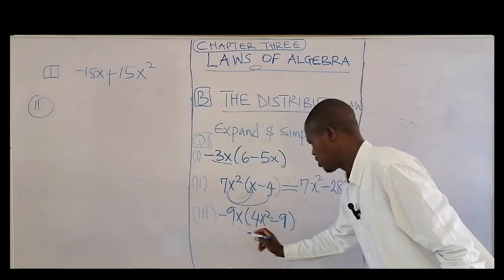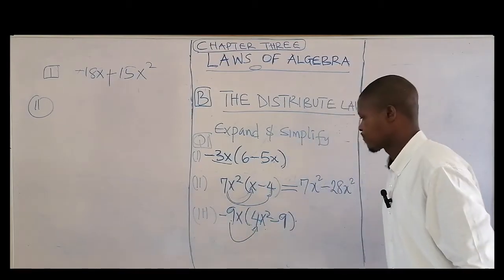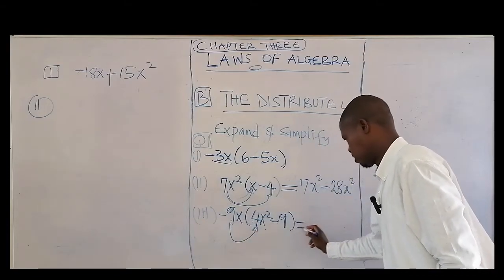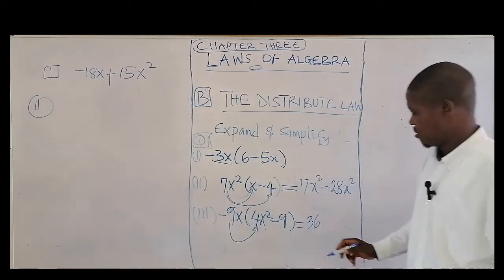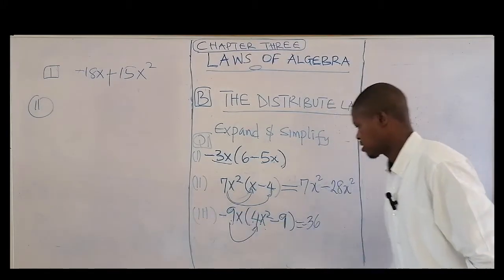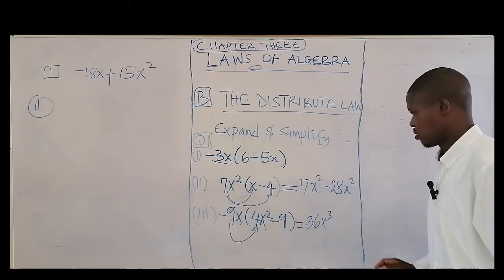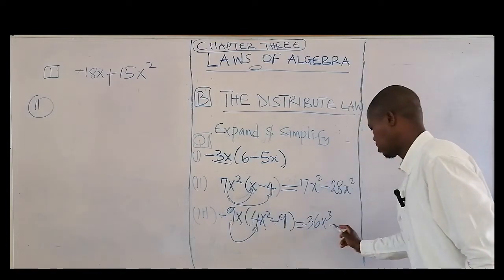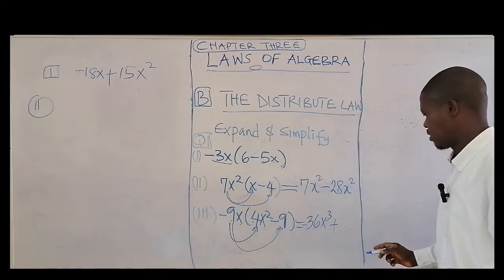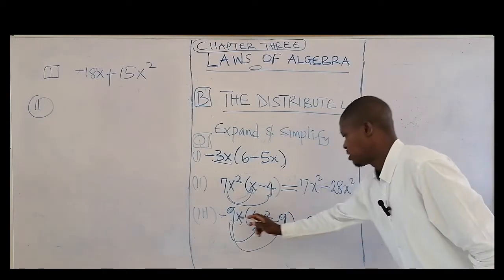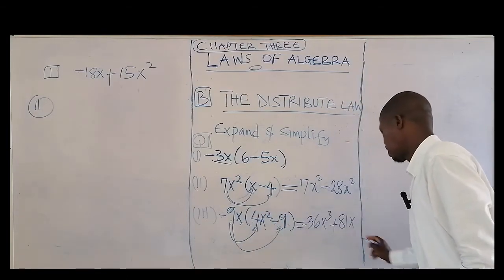The same thing is going to happen here. This one times this, that's a minus 9x times this one. So minus 9 times 4, that's 36. And then don't forget the minus here, don't forget that. Then x times x squared, that's x cubed. And then minus times minus, that's a plus. So this one also multiply this one. So that's a minus, that's a plus. And then 9 times 9, that's 81, and then this one, x.